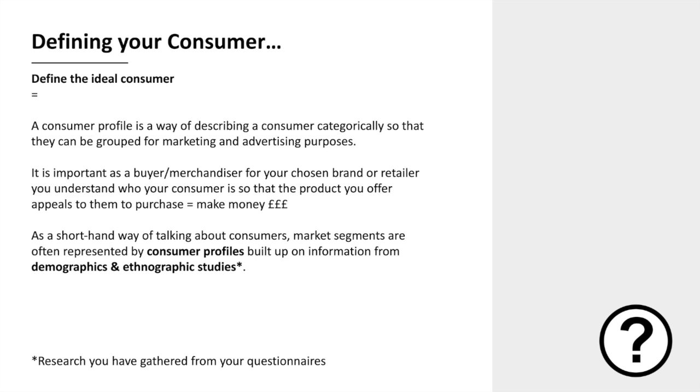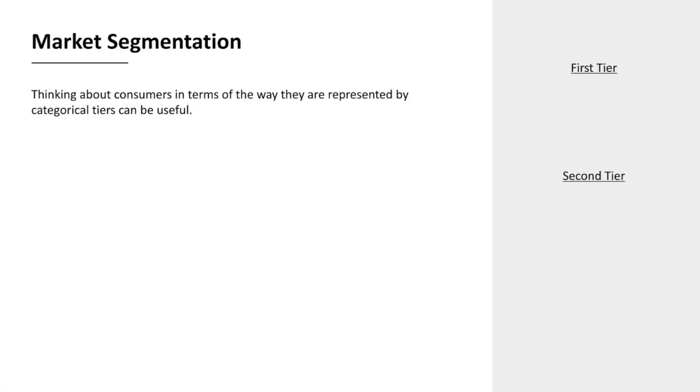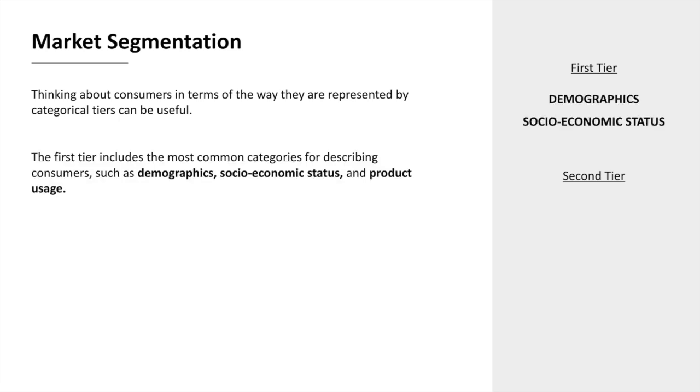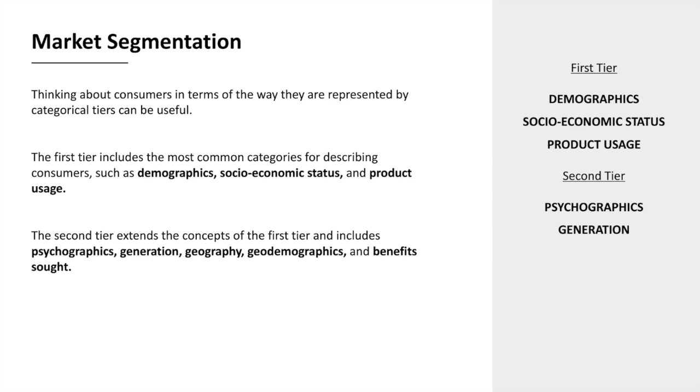As a shorthand way of talking about consumers, market segments are often represented by consumer profiles built up of information from demographic and ethnographic studies, essentially the research you've gathered from your questionnaires and focus groups. So let's begin with market segmentation, which we visited in the first module. Thinking about consumers in terms of the way they are represented by categorical tiers can be useful. The first tier includes the most common categories for describing consumers, such as demographics, where they live, who they are, socioeconomic status. Remember, we've talked about type A, type B, 1, etc., and product usage. The second tier extends the concept of the first tier, but includes psychographics, their buying motives, for example, generation. Remember, we talked about cohorts, geography, locations, geodemographics, and benefits sought.